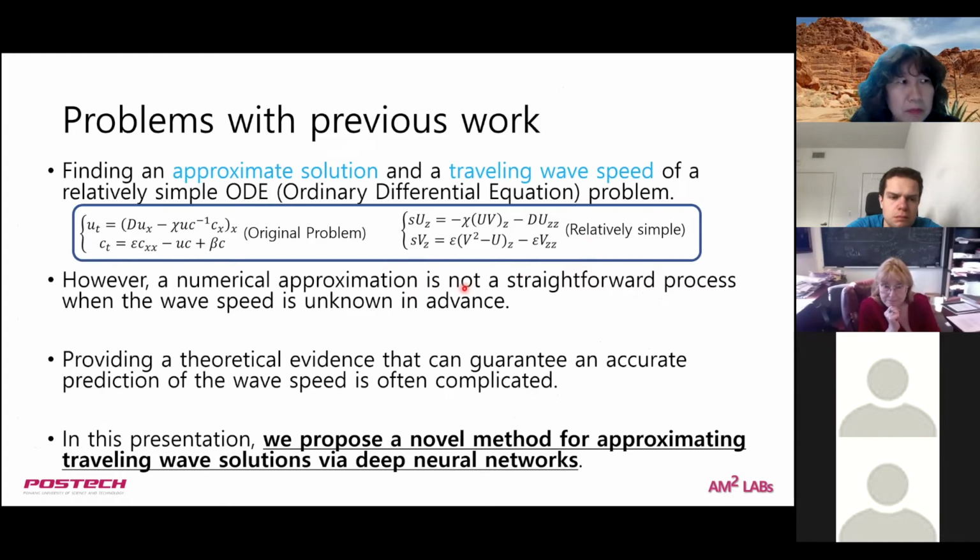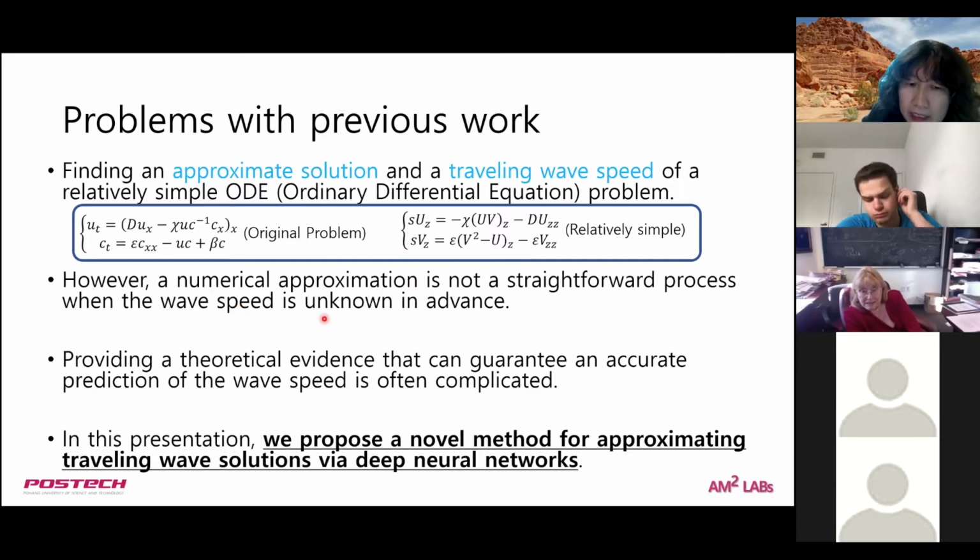I'll describe some limitations from the previous works along this line of research. Finding the approximate solution and traveling wave solution of a relatively simple ODE problem like this. This is the original PDE problem, but with the traveling ansatz, you can rewrite it as an ODE system. This looks relatively simple. However, the numerical scheme is not straightforward if the wave speed is unknown in advance. That's the difficulty. The wave speed is unknown in advance.